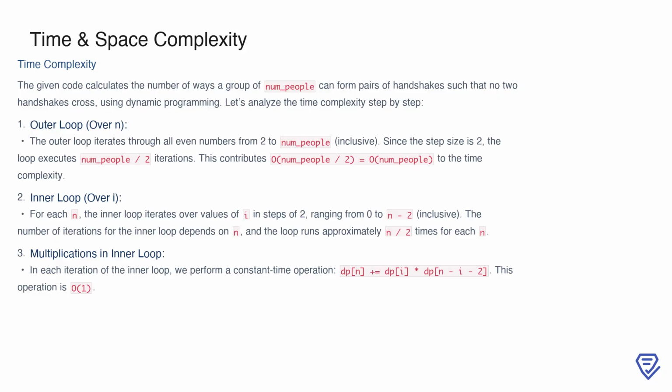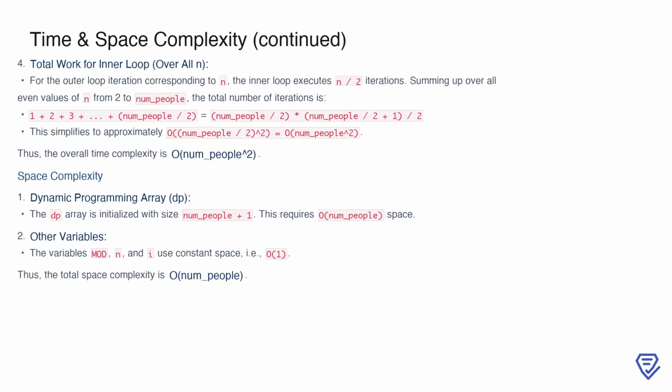It iterates over even values of i from 0 to n-2, performing approximately n/2 iterations for each n. Within the inner loop, the constant time operation dp[n] += dp[i] * dp[n-i-2] is performed. This multiplication and addition take O(1) time per iteration. Therefore, we can see that the time complexity depends on the combined work done by these loops, which we'll analyze further shortly. Now, let's calculate the total work done by the inner loop across all values of n.